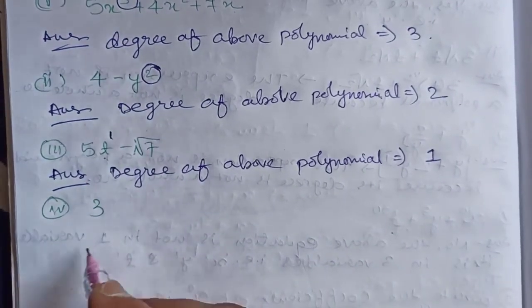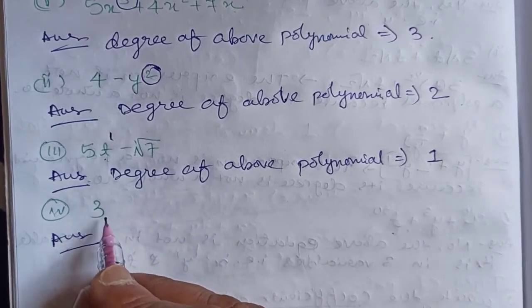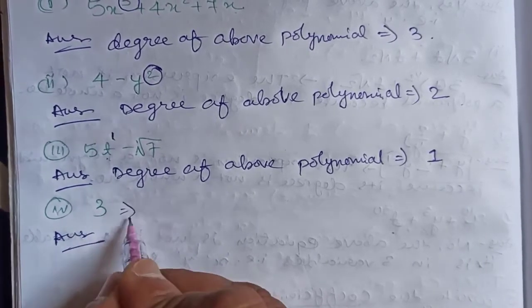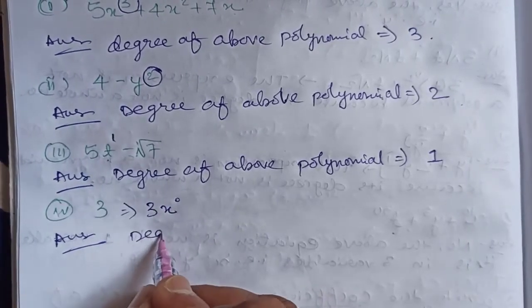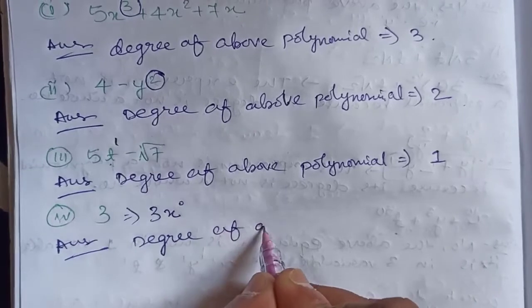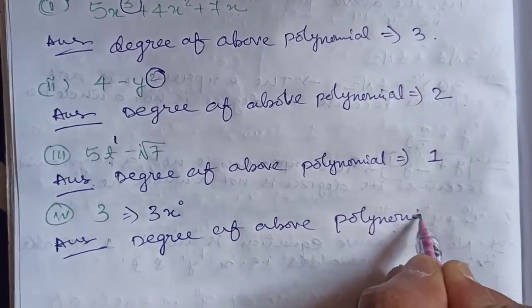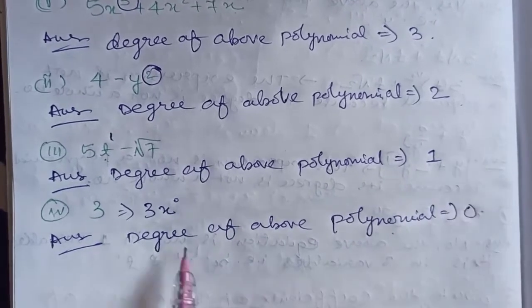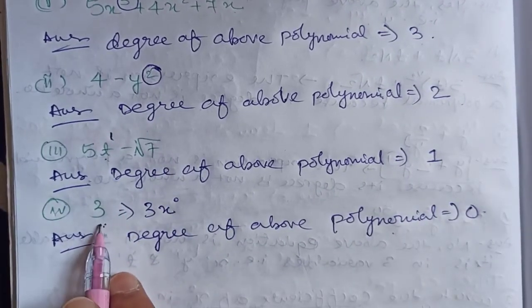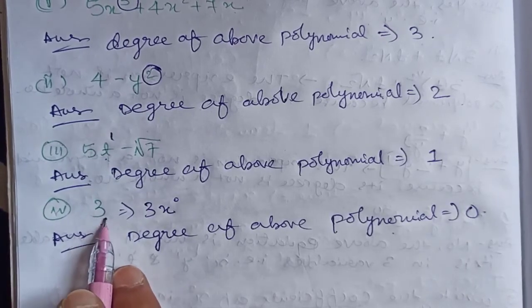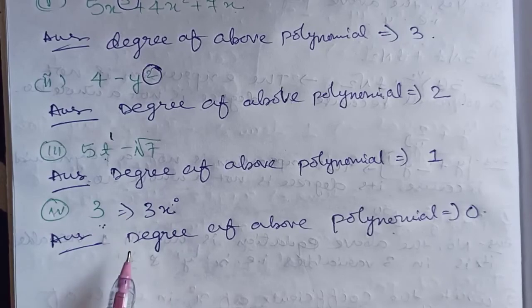Next, in the fourth one, there are no variables given with the number. So we can write 3 with any variable to the degree 0. So the degree of the above polynomial is 0, because it is a constant polynomial. There is no variable written with this number. So this is a constant polynomial and its degree is 0. In this way you can identify the degree of any polynomial.